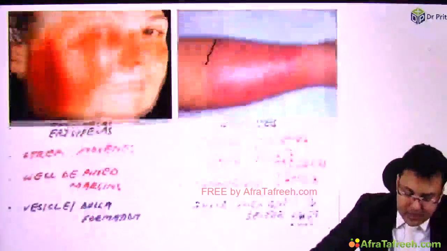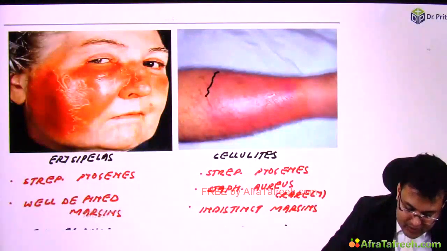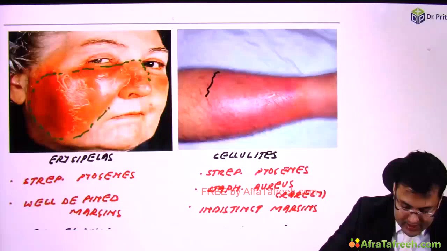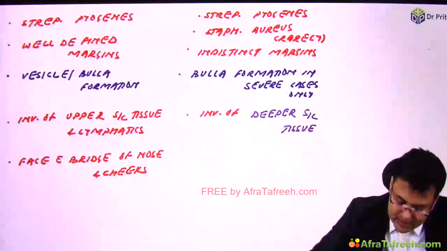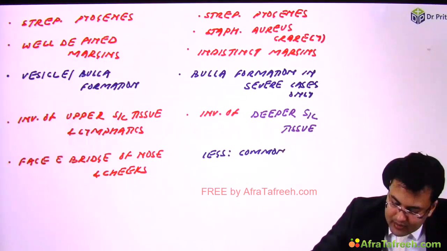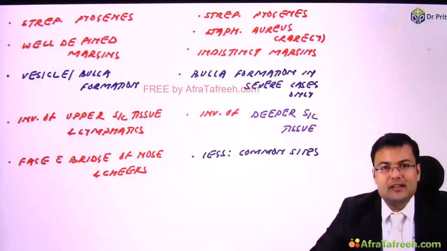Now see this picture, you can easily identify. Here you can see that there is involvement of face, cheeks, bridge of nose. Can you see? So this is the involvement in erysipelas, whereas in cellulitis the common site is leg. So legs are the common sites. So these are the differences between erysipelas and cellulitis.